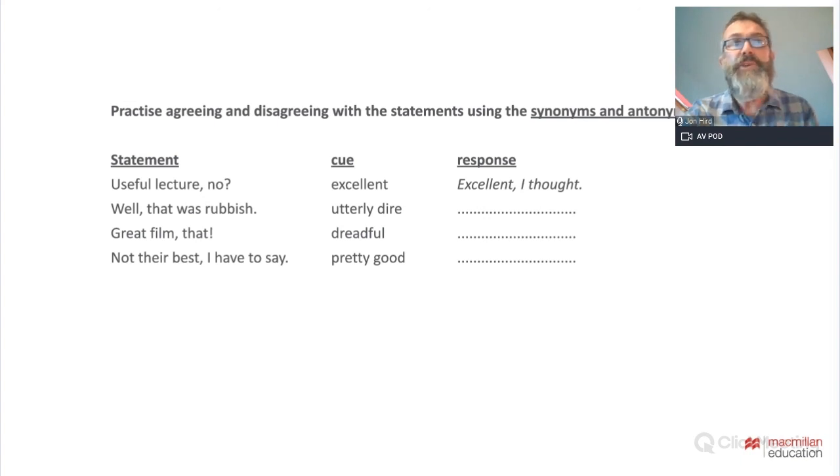Yeah, and if you look at this slide, I've deliberately avoided the classic artificial ELT example. That was a useful lecture, wasn't it? That was a great film. I have to say that was not their best. I've deliberately framed it with more colloquial, spoken, natural grammar. So we've got that as an input as well. Useful lecture, no? Excellent, I thought. So what we're doing, we're helping the students to develop some quite natural, realistic, useful, but relatively simple language.